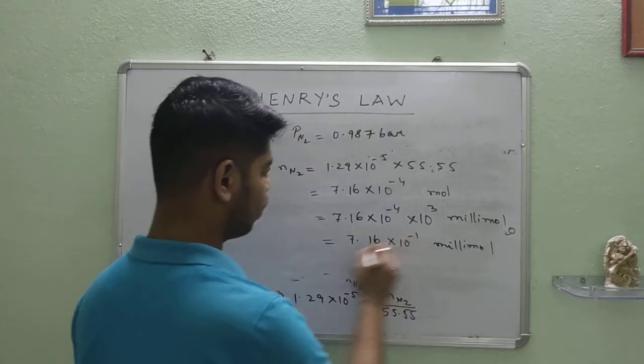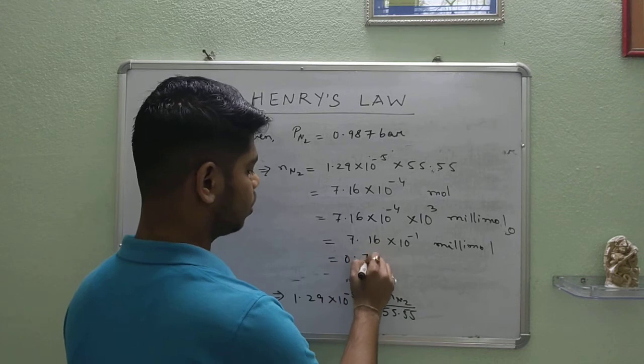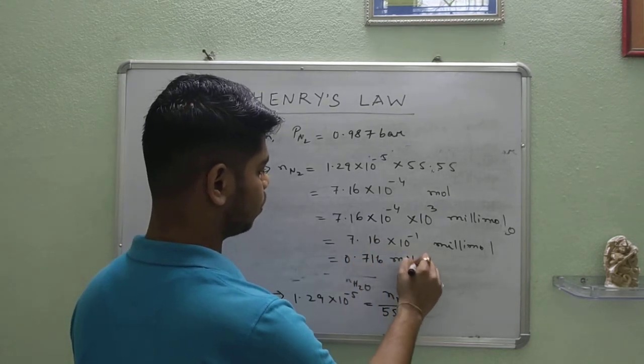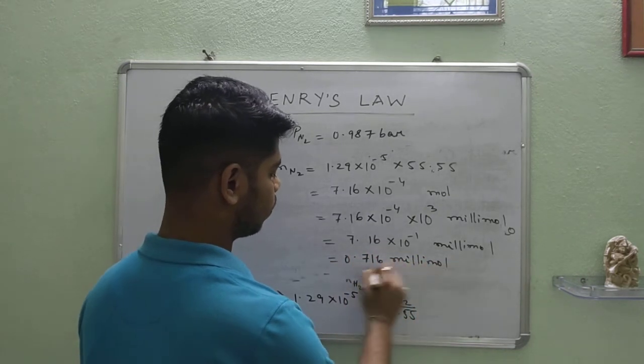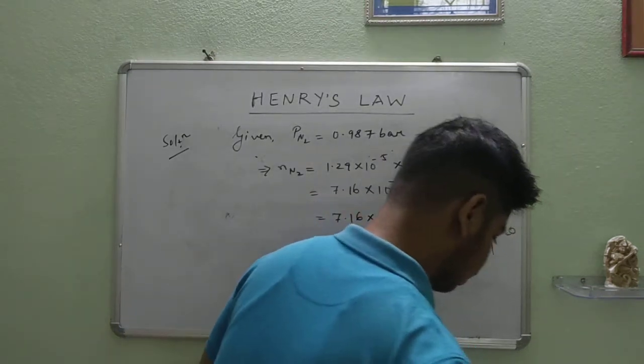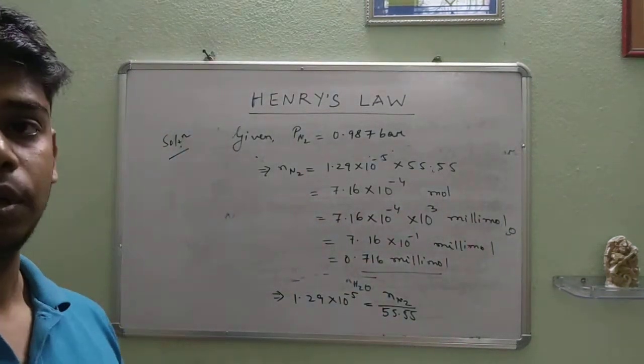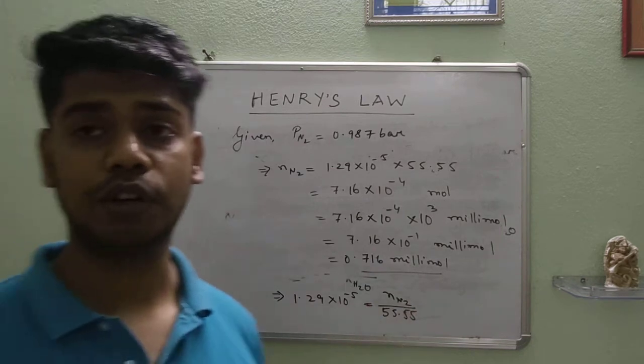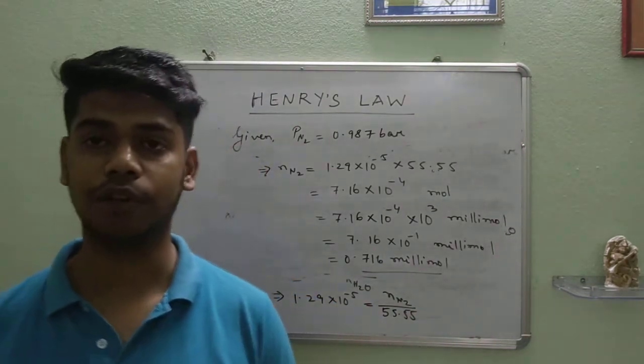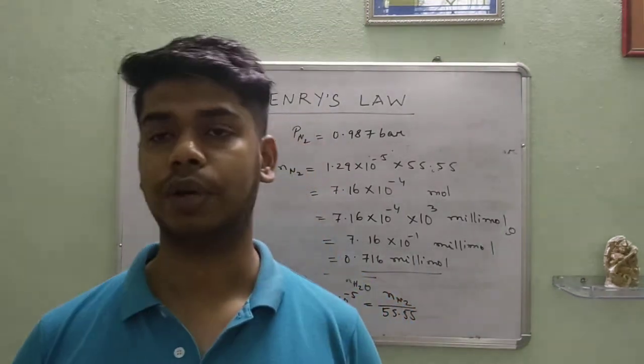or we can also write it as 0.716 millimole. So this is our answer: 0.716 millimole of N2, nitrogen, will be dissolved in 1 liter of H2O.